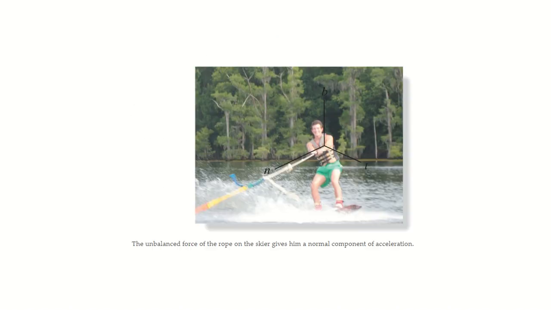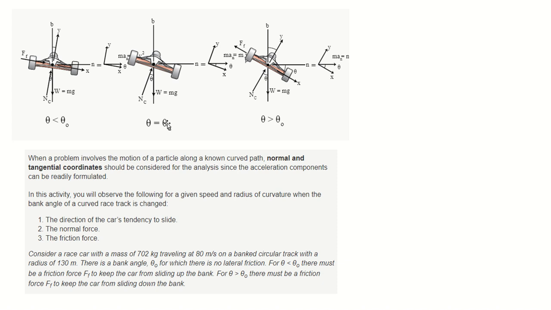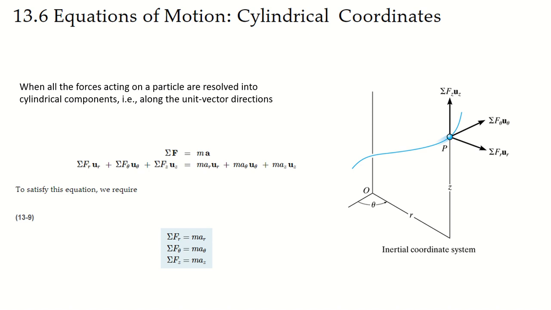Okay, so let's go back. This is in your textbook, so you can play with it. There is an interactive. Again, it's just telling you about your normal and tangential coordinates. So pay attention to the direction of your car's tendency to slide, your normal force and also the frictional force. Alright, change it and see how they change. But again, you're not responsible for any of this. Just read it if you have time.